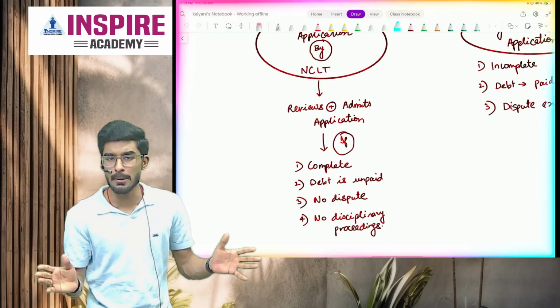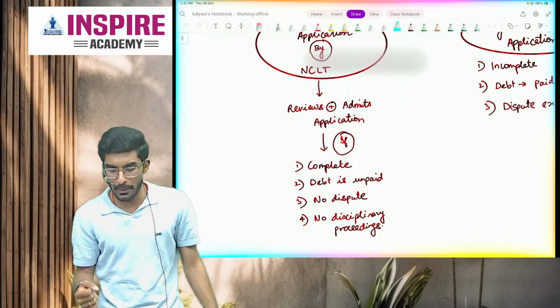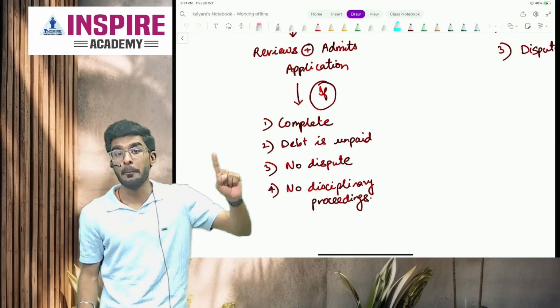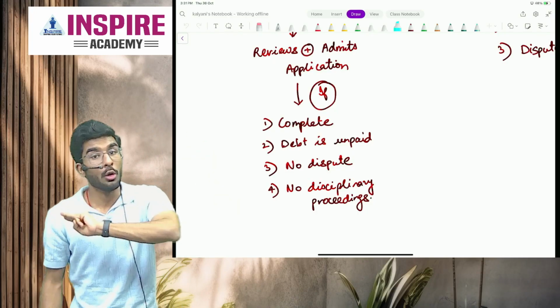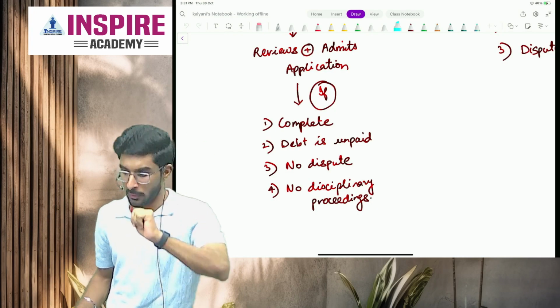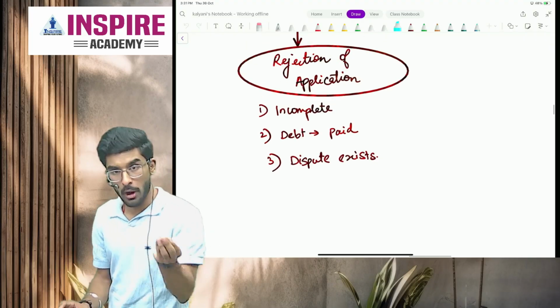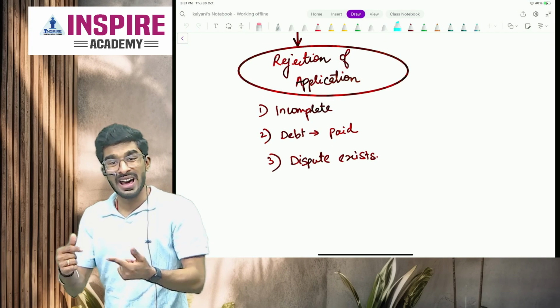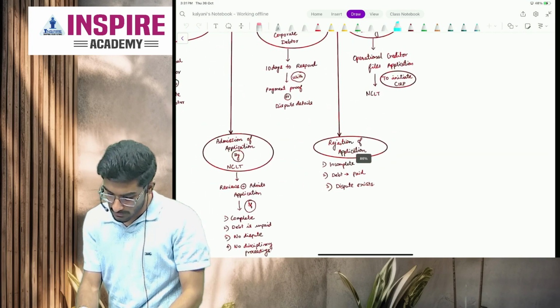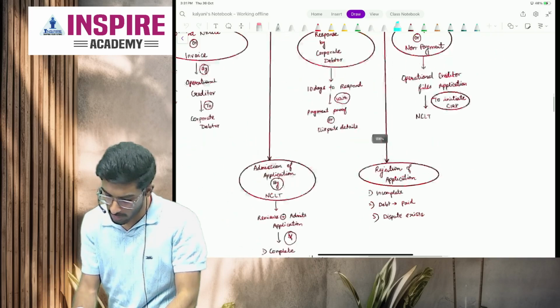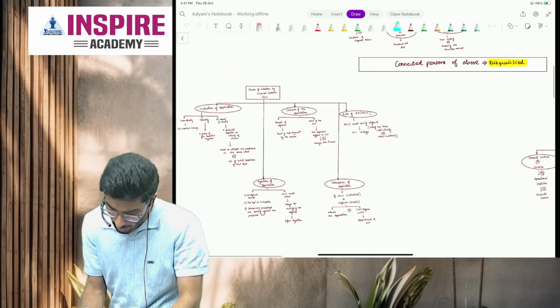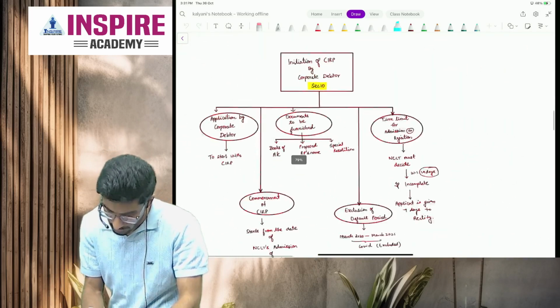Again, people, same review and admit the application. If the application is complete, the debt is unpaid, there is no dispute, and no disciplinary proceedings, it is admitted. If there is any problem, within 7 days you will get to rectify the default, rectify the mistake. Okay. Now let's talk about the corporate debtor.